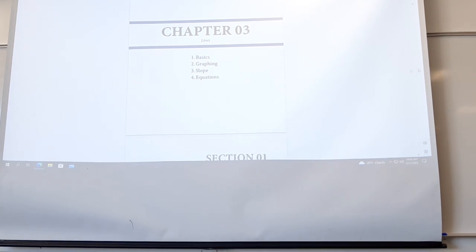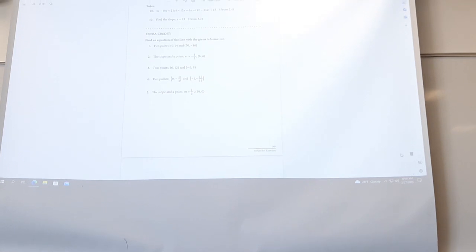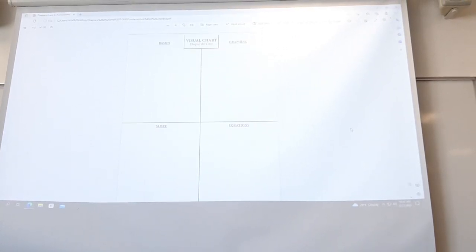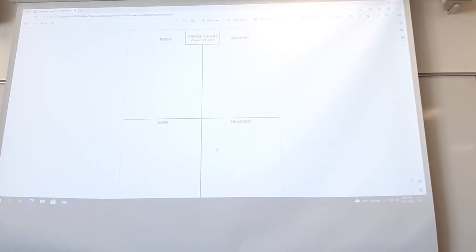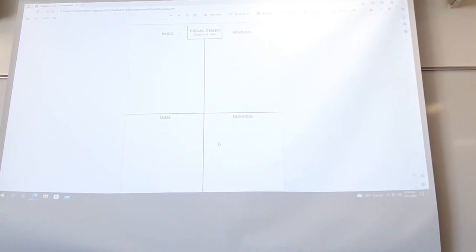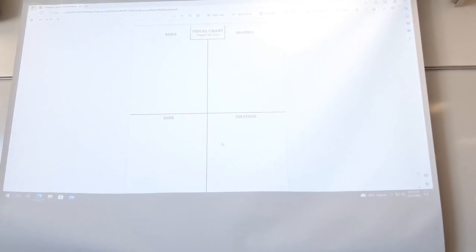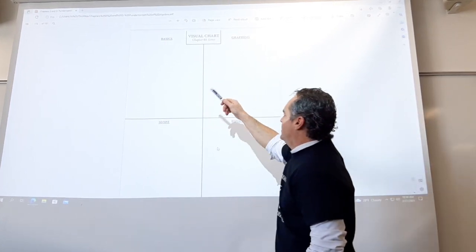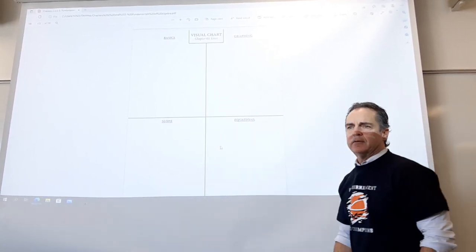I actually want you to turn towards the end of this book, and we're going to look at this visual chart. Your visual chart in this chapter is going to be just a 4-box visual chart. And we're not going to base it off the sections we go over. We're going to base it off of whether the information deals with basics, graphing, slope, or equations.